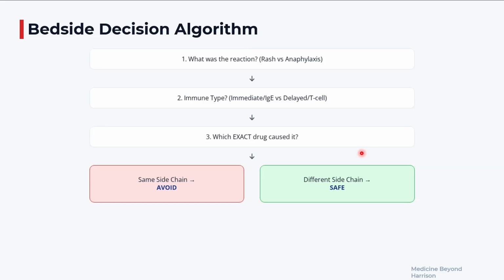So, the basic bedside clinical algorithm. What was the reaction? Is it just a rash or is it anaphylaxis? If it is anaphylaxis, that is a true IgE-mediated type 1 hypersensitivity reaction, then avoid the same drugs that have the same side chains. Then is it an immune type, immediate or delayed T cell mediated? T cell reactions are Stevens-Johnson syndrome and toxic epidermal necrolysis. Find the exact drug that has caused it. Always know the exact drug, not the class. So avoid the drugs which have the same side chain. Go for the drugs that have a different side chain, which are safe.